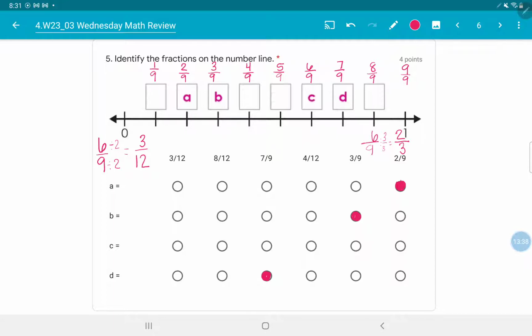Okay. So let's see now, can we make 2/3 into 8/12? Could we multiply or divide 2 times anything or divide it by anything to equal 8? 2 times 4. So if 2 times 4 gets me 8, I also have to do 3 times 4. And 3 times 4 equals 12. So it took us a little bit to get to that, but we could prove that 6/9 is equal to 8/12. So C is equal to 8/12.